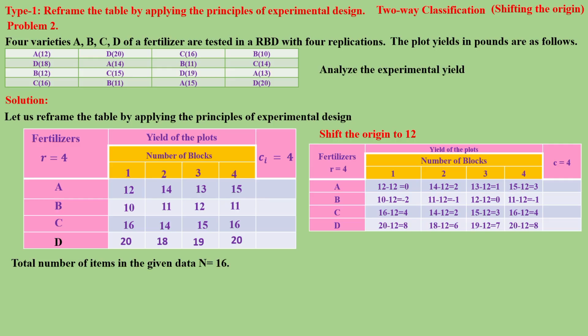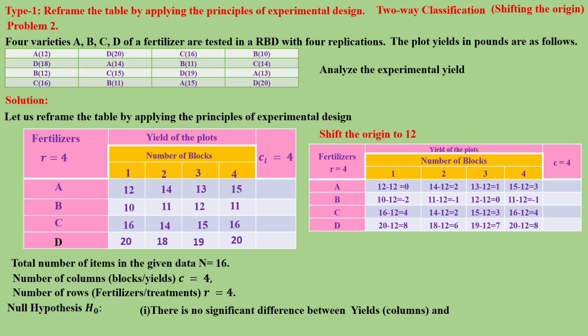So total number of data n is equal to 16, number of blocks C is 4, and number of treatments or fertilizers R is equal to 4. The null hypothesis: there is no significant difference between yields, and there is no significant difference between fertilizers. Then the alternate hypothesis: there is a significant difference between columns, and there is a significant difference between rows, that is fertilizers, right? So first the ANOVA calculation table.